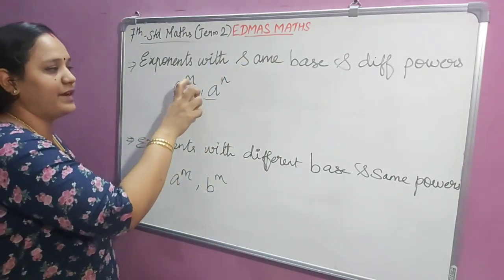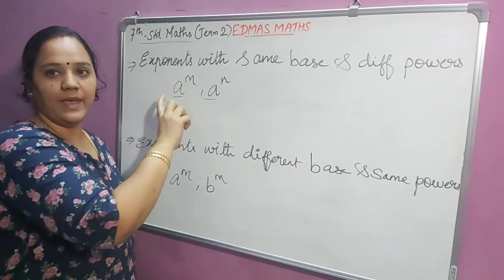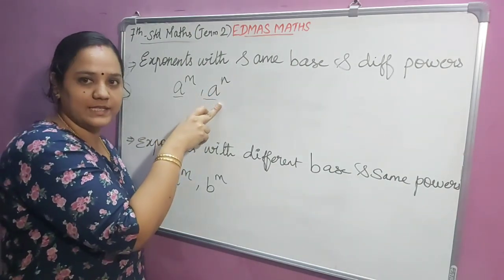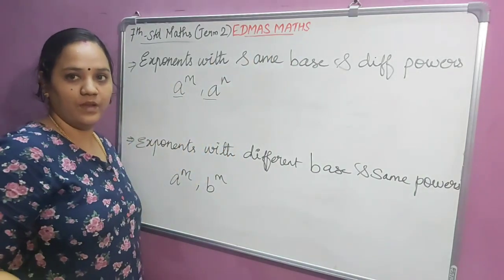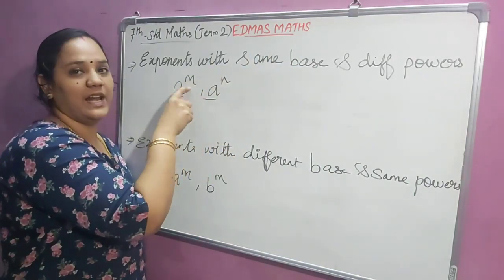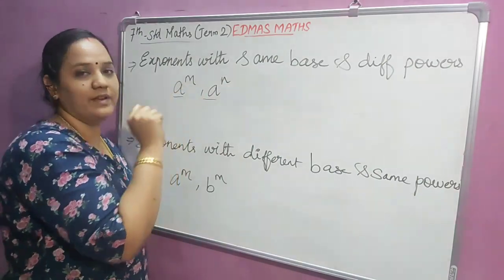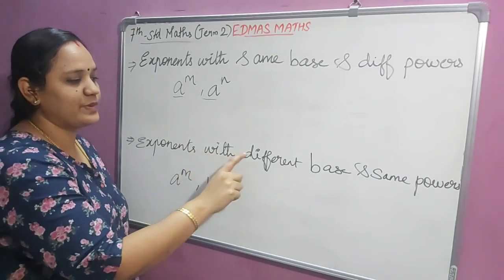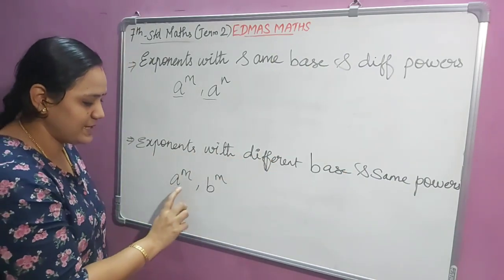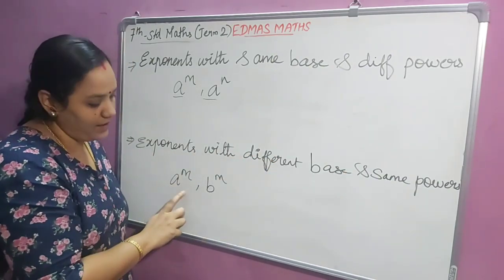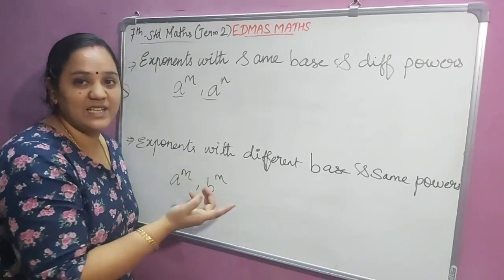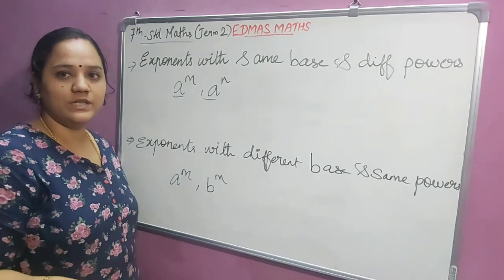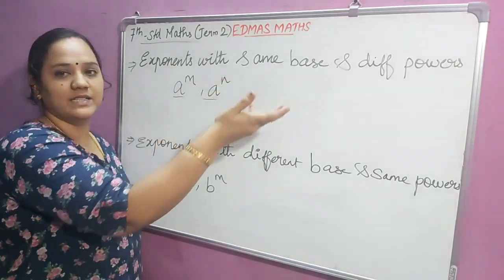Here I have written a power n, a power m, a power n. So here the base is a and here also the base is a. So the bases are same, and here the powers are different. Here the power is m and here the power is n. So different powers. Likewise here, exponents with different base and same power. Here the bases are different. Here the base is a and the base is b, and the powers are same. So we are going to learn some important rules according to the powers and base.